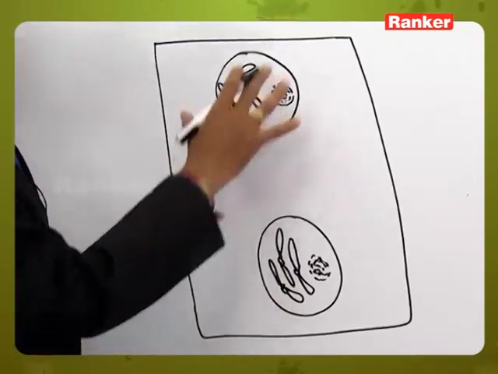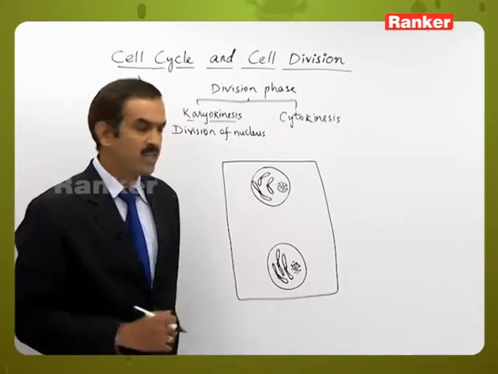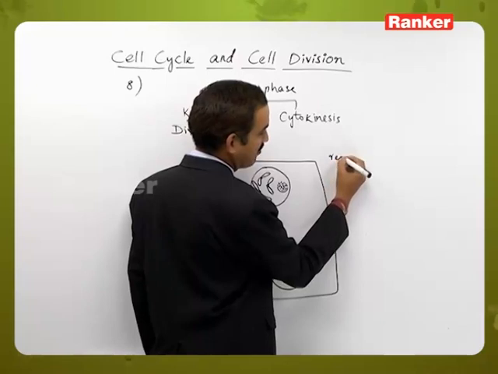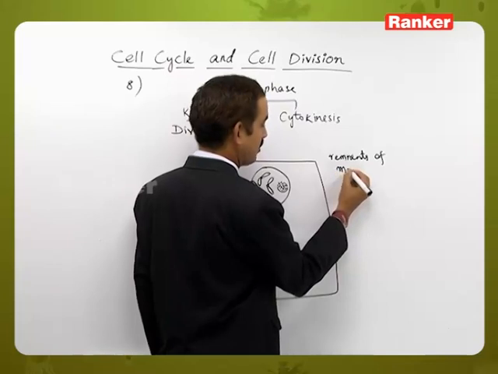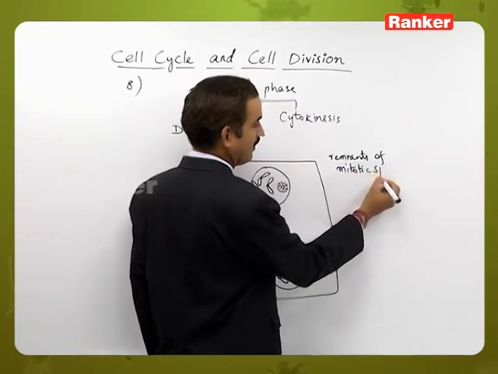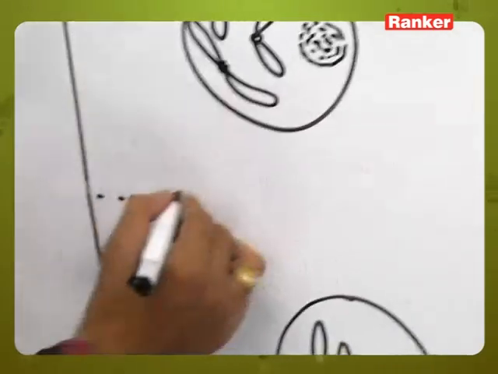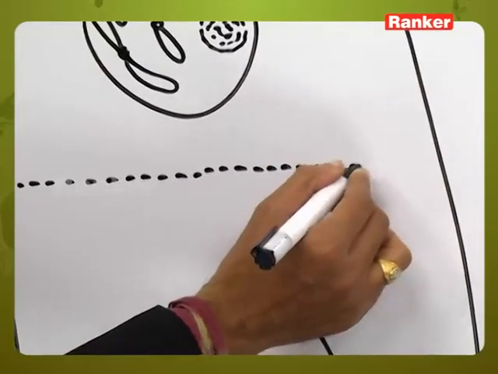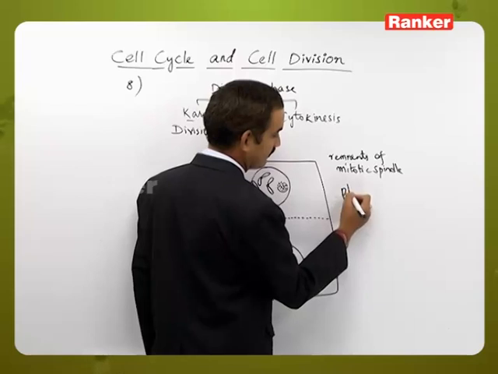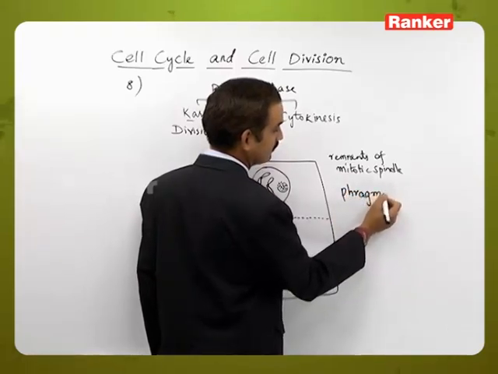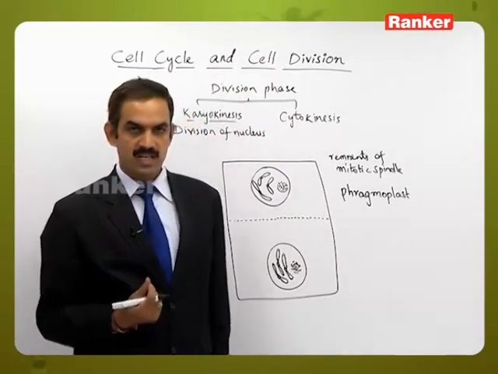After the completion of karyokinesis, the mitotic spindles which have remained, that is the remnants of the mitotic spindle, will get organized in the center of the cell, that is, they come to the equator, and they are converted into a structure called phragmoplast. It is a swollen-like structure.